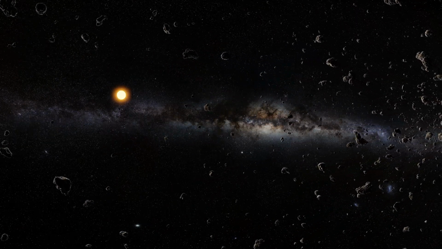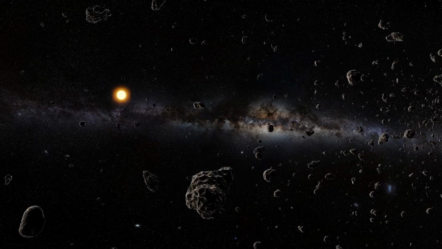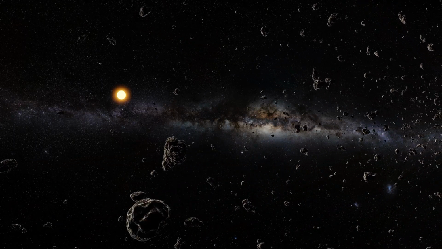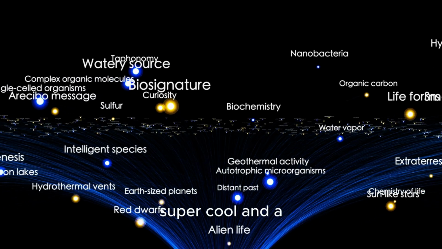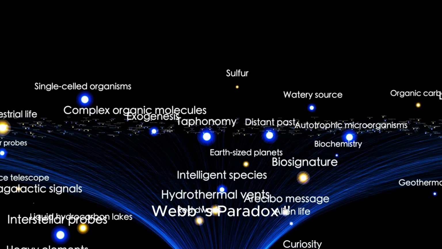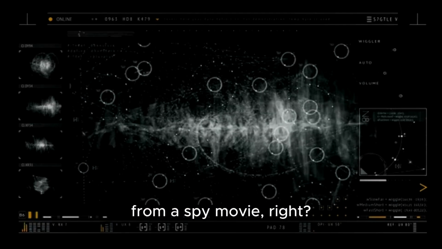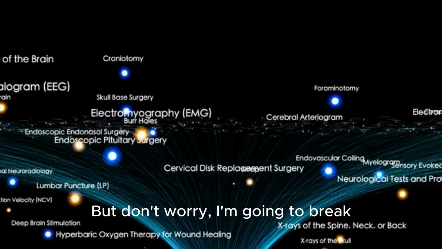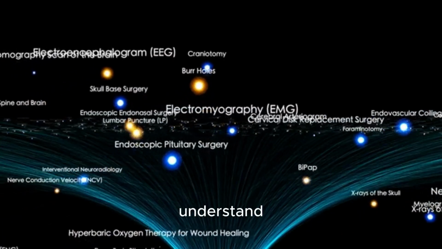Today we're going on an incredible journey through space and time, all the way back to the beginning of everything. We are going to talk about something super cool and a little bit mind-boggling called Webb's paradox. It sounds like a secret code from a spy movie, right? But don't worry, I'm going to break it down so it's super easy to understand.